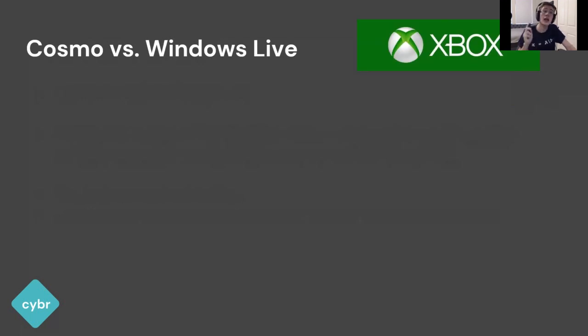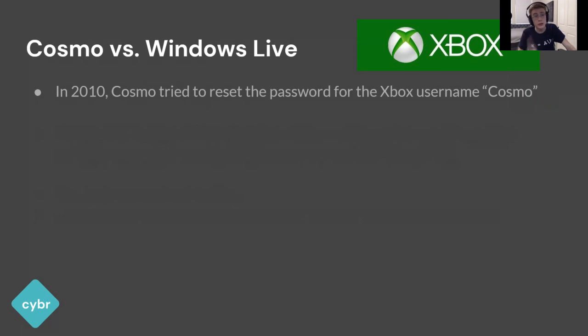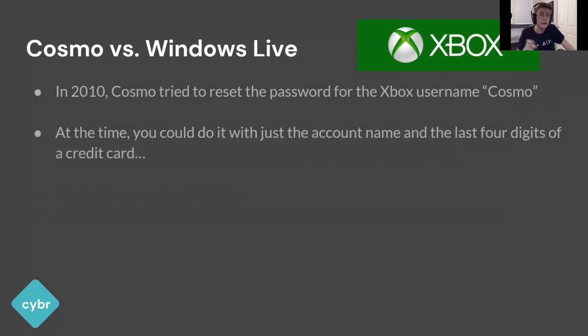For example, when Cosmo wanted to hack Xbox Live in 2010, he wanted to try and reset the password for the Xbox username Cosmo because he wanted that username. He felt like he was Cosmo and the username Cosmo was already taken, and he wanted to see if he could take control of that account, which he did. And here's how he did it. At the time, you could reset the Xbox username with just the name of the account and the last 4 digits of a credit card that's associated with the account.